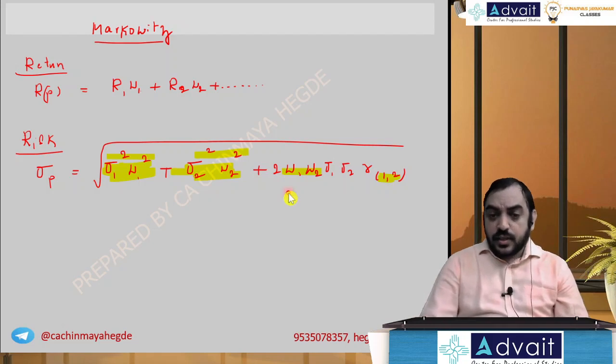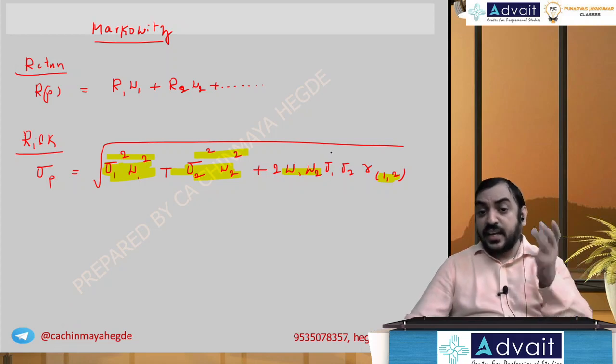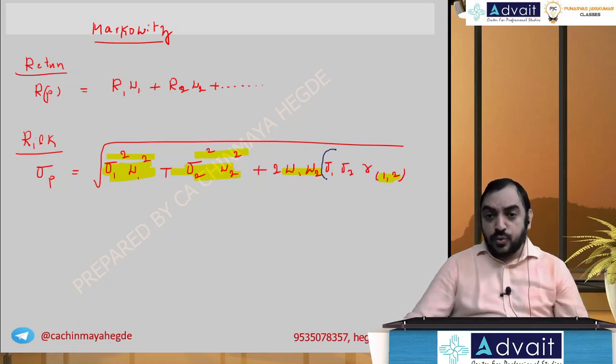And in fact, this sigma 1, sigma 2 and R, all the 3, you can also simplify by covariance. Sometimes they give covariance directly, and I can use it. Sigma 1, sigma 2 and R, all the 3 put together, I can call it the covariance between 1 and 2.